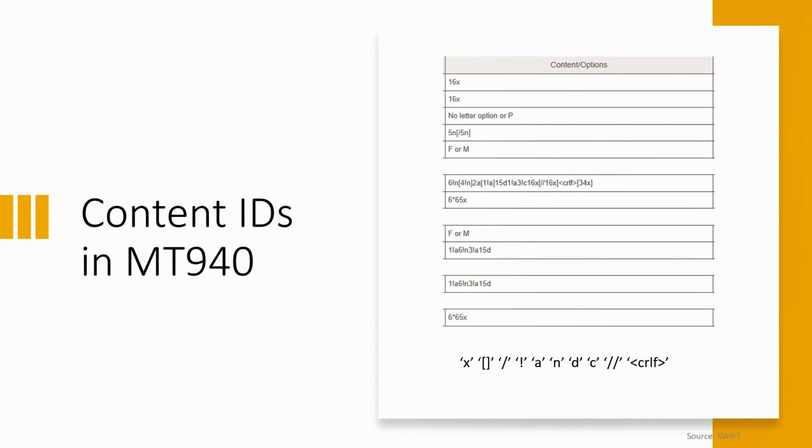Let us go through, one by one, all the tags we saw in the previous MT940 structure. Here, we can find different characters like X, square brackets, a forward slash, an exclamation mark, A, N, D, C, two forward slashes together, and one CRLF enclosed within the greater-than and less-than symbols. These are all the different characters that we found in this entire structure, or the content, for MT940. First, let us try to understand the alphabets, and then we will understand what the symbols denote.